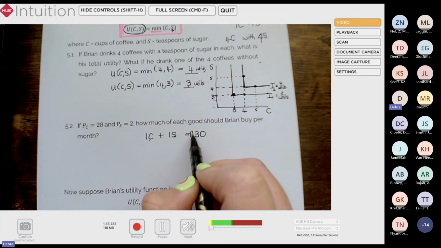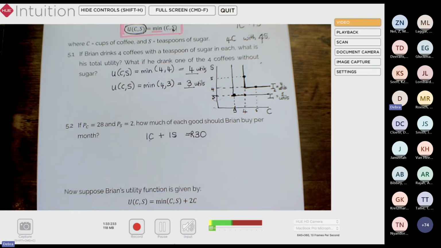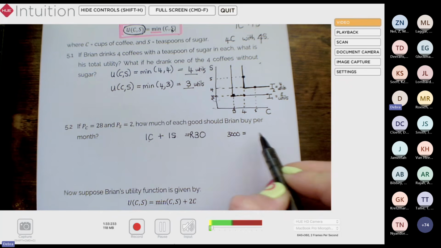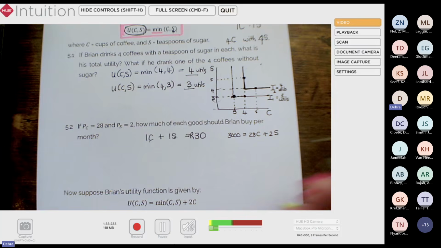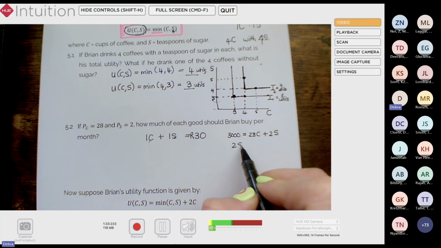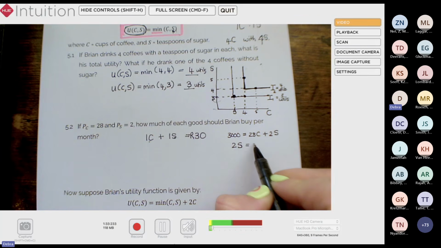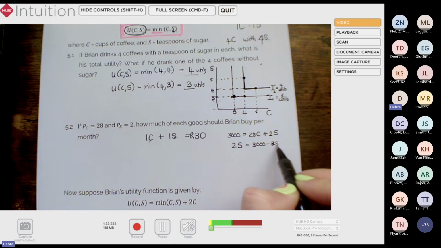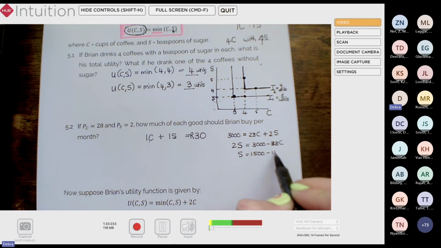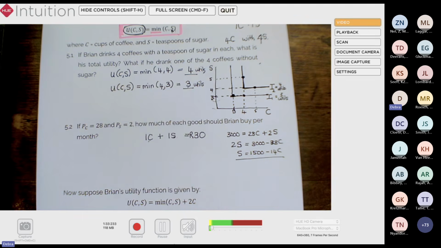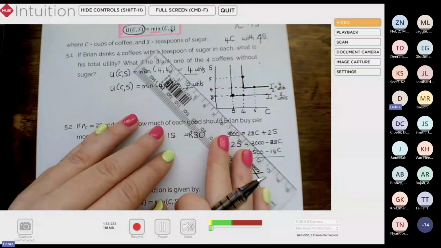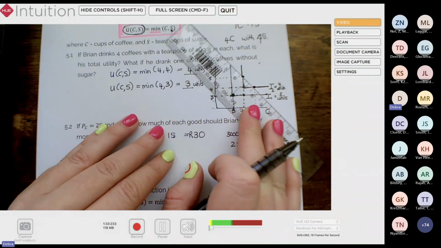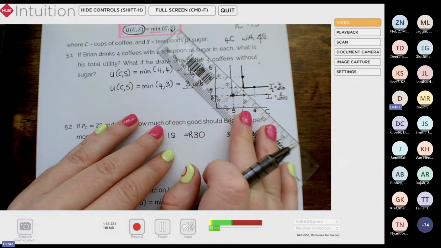If we think about the budget constraint as well, the budget constraint for him is going to be 3,000 equals 28C plus 2S. So that's going to give me 2S is equal to 3,000 minus 28C, and so S is equal to 1,500 minus 14C. So that's how his budget constraint would look. It's going to be a downward sloping straight line. So if I had to put this budget constraint in this example here, you see that the consumer is going to optimize by ending up at that kink.